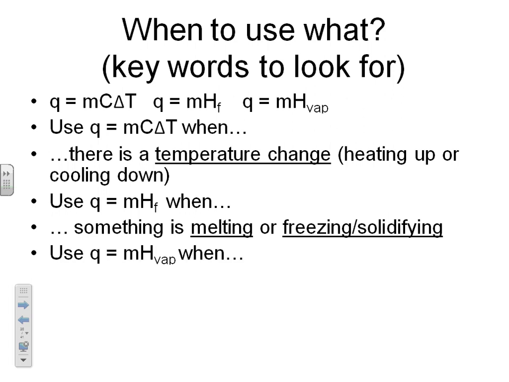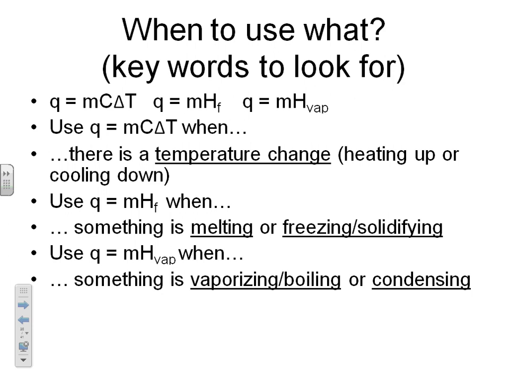And then the last one, Q equals MHV. When are we going to use Q equals MHV? Again, you're looking for what makes this formula different from the other two. And the thing that sets it apart is the HV. That's unique to this formula. So HV, what does HV stand for? Heat of vaporization. What does vaporization mean? Vaporization means boiling. Vaporization means a liquid turning into a gas. We can also use it if something is undergoing condensation. So you want to look for those key words. If the problem talks about boiling or vaporizing or condensing, then you're going to use Q equals MHV.